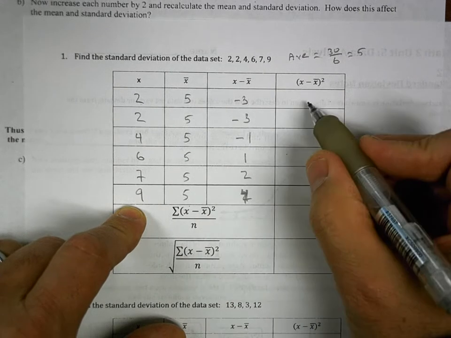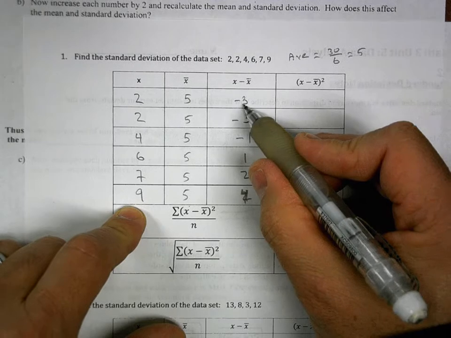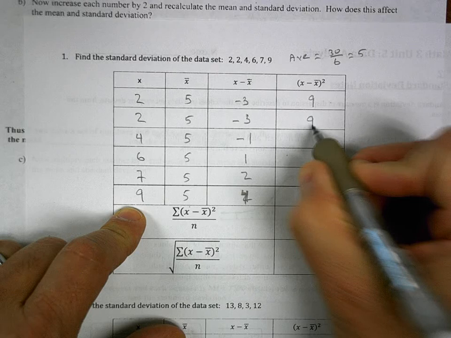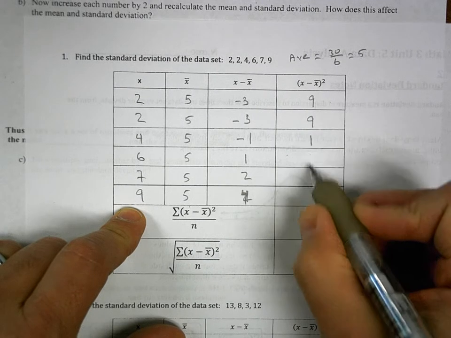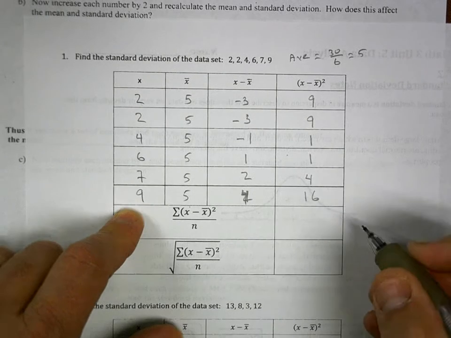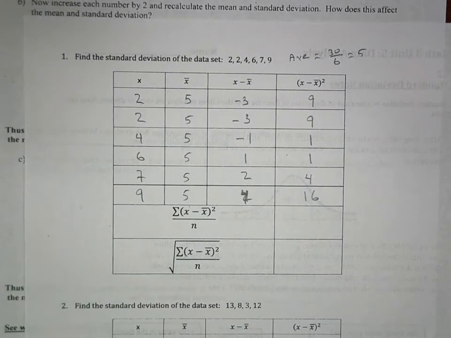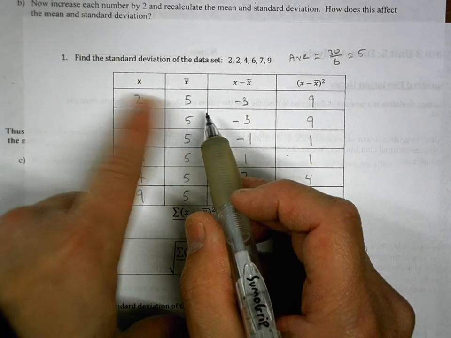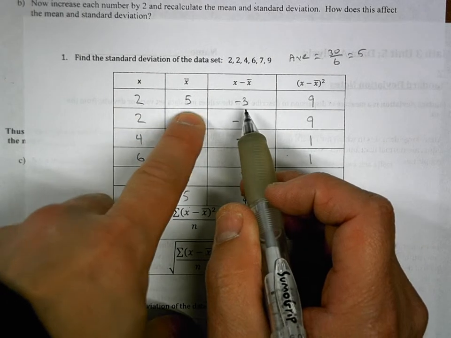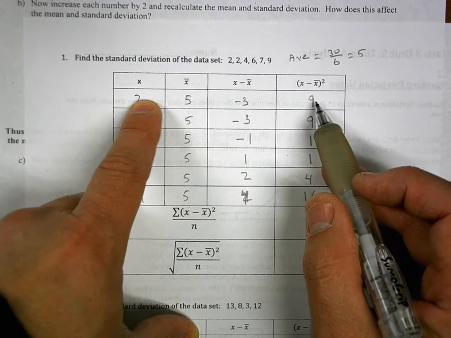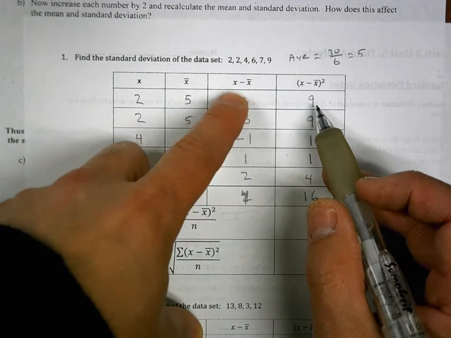Okay, then they want you to square each one of these. So negative 3 times negative 3, these are always going to be positive. So 9, 9, negative 1 squared is 1, 1, 4, and 16. So we found the difference, and then we square it. And by the way, even if I just found the difference, like 5 minus 2, that's 3, but squared it's 9. You're going to get the same number whether you go 2 minus 5 or 5 minus 2, because you're going to square it anyway.